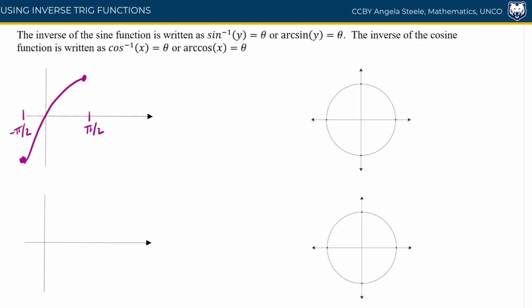And then the reason why we restricted it here is because the negative pi over 2 to 0 degrees represents quadrant 4. So the negative pi over 2 is that 6 o'clock position. There's the 0. And then from 0 to pi over 2, that represents the first quadrant. So this is quadrant 1. This is quadrant 4.